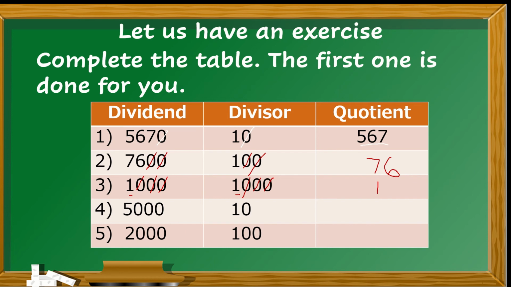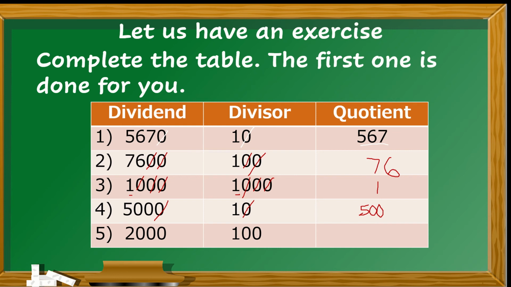Okay. For number 4, we have 5,000 divided by 10. So, ilang zero meron ang divisor? Isa lang. So, isa. Ilan ang i-cancel natin dito sa dividend? That would be isa din lang. So, 500 divided by 1 will now become 500. Your answer is 500.